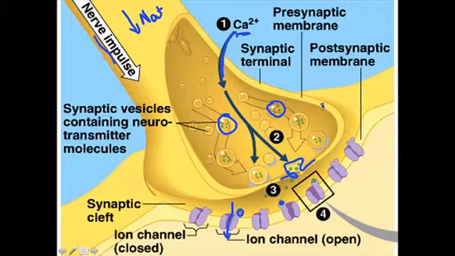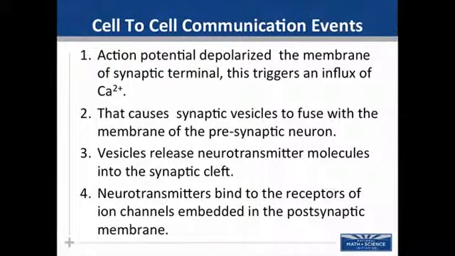And so that way the sending cell can talk to the receiving cell by allowing a neurotransmitter to come across this space or cleft and interact with the ion channel, open it up, and allow sodium to enter. So that's the basic way that most neurotransmitters are going to work.